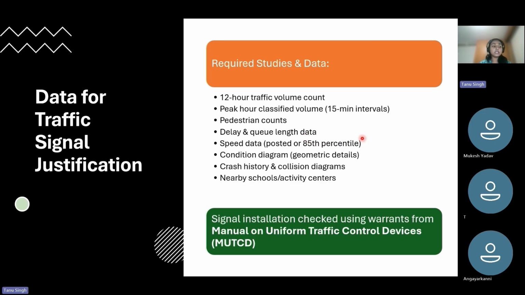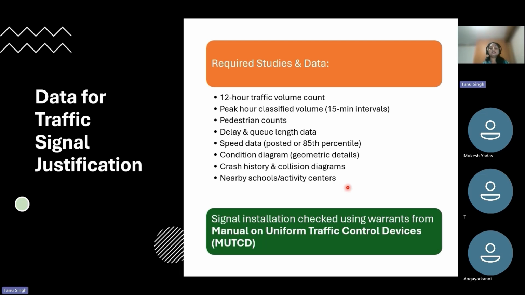We also need the condition diagram showing geometric features, and crash history with collision diagrams. Then we also need information regarding nearby infrastructure such as schools or activity centers. So these are all the data and studies required before installing a traffic signal and doing the engineering study.